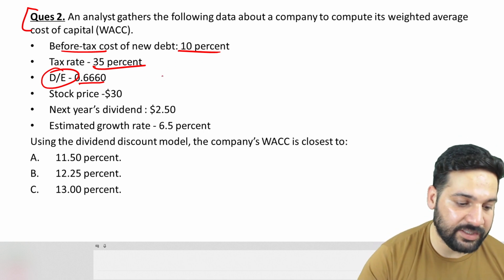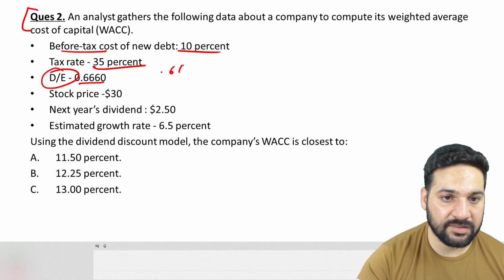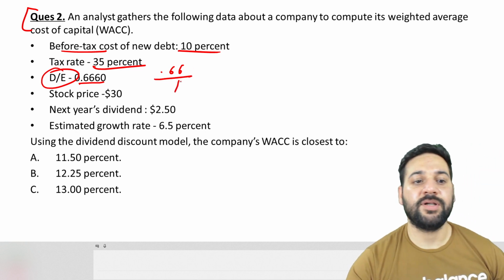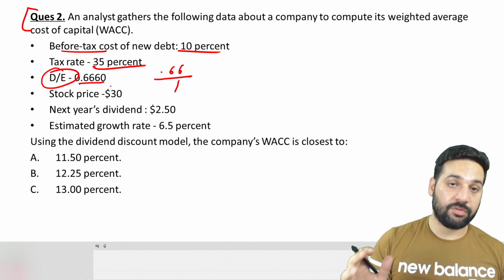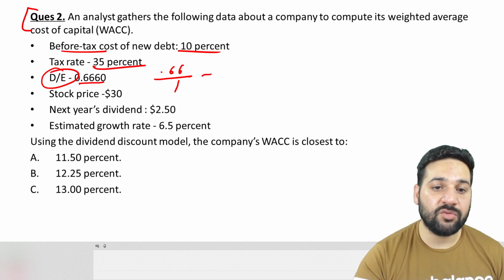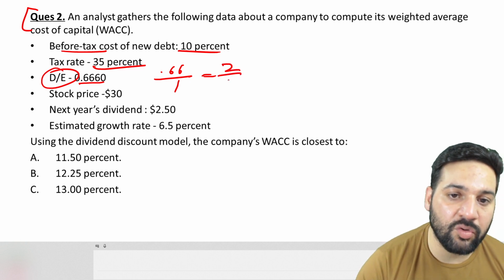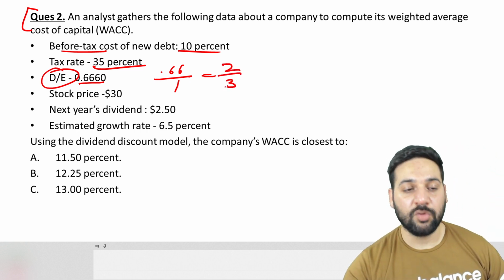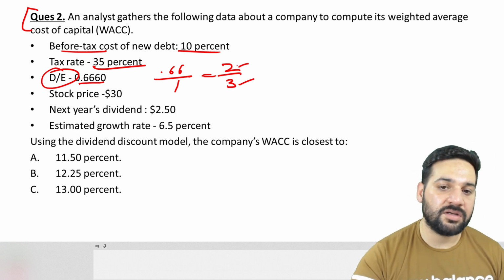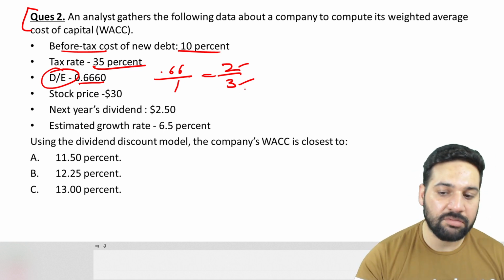See, if the debt is 0.666, the equity is 1. It's not a ratio, it is debt to equity that is given. If debt is 0.666, equity is 1. So the ratio we can do is 2 over 3, right? So if the debt is 2, equity is 3, we can give similar weights: 2 weight to the debt, 3 to the equity.